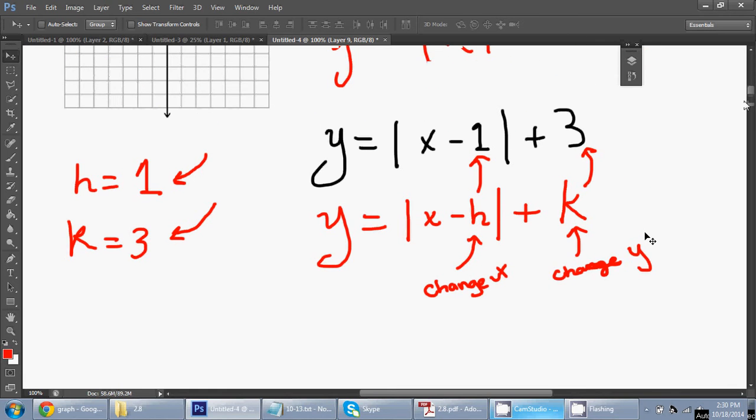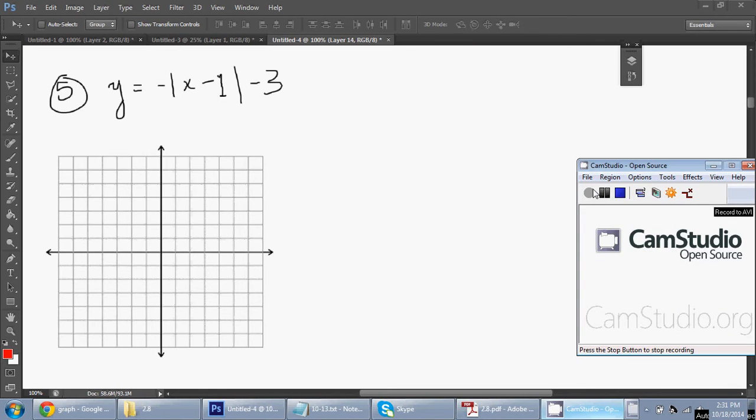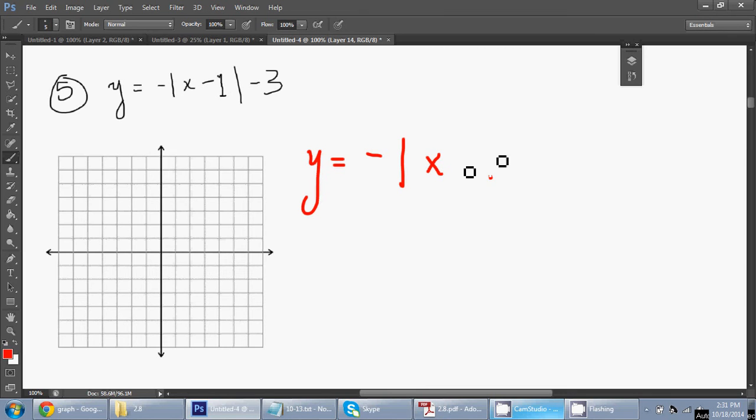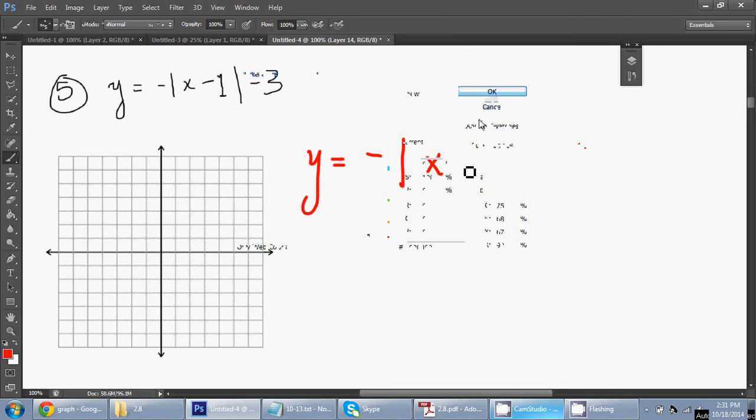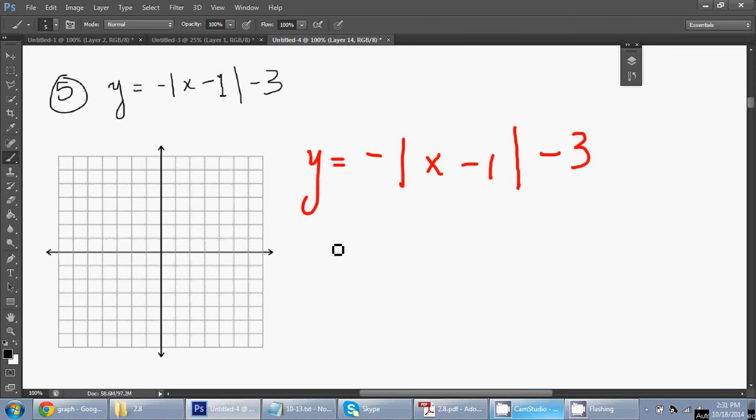So let's do quickly an example of this. This example says graph this function: y is equal to negative absolute value of x minus 1, close absolute value, minus 3. The first thing you do here is write down the formula for graphing an absolute value, which is y is equal to the absolute value of x minus h, plus k, and then you identify what the h and the k are.